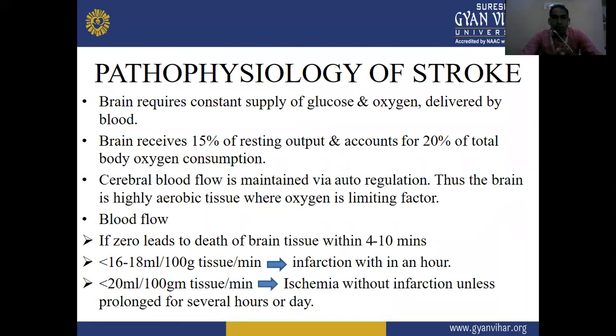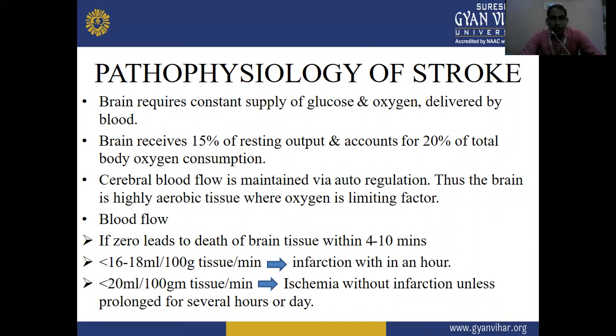Next one is pathophysiology of stroke. The brain requires a constant supply of glucose and oxygen delivered by blood. The brain receives 15% of resting cardiac output and accounts for 20% of total body oxygen consumption.